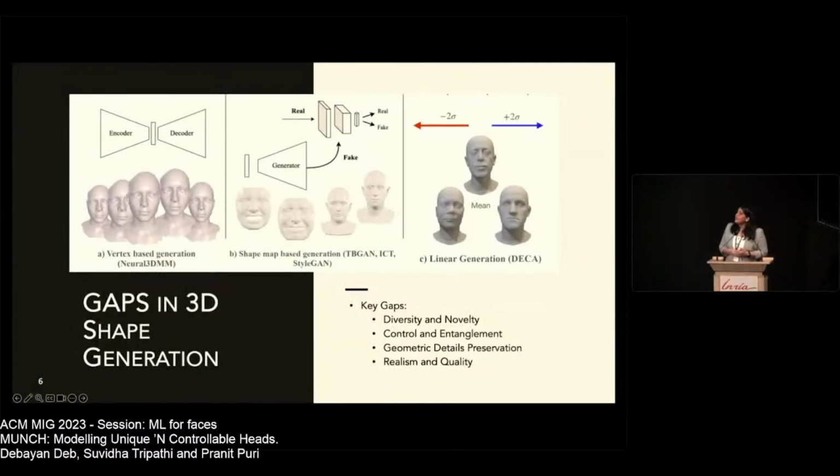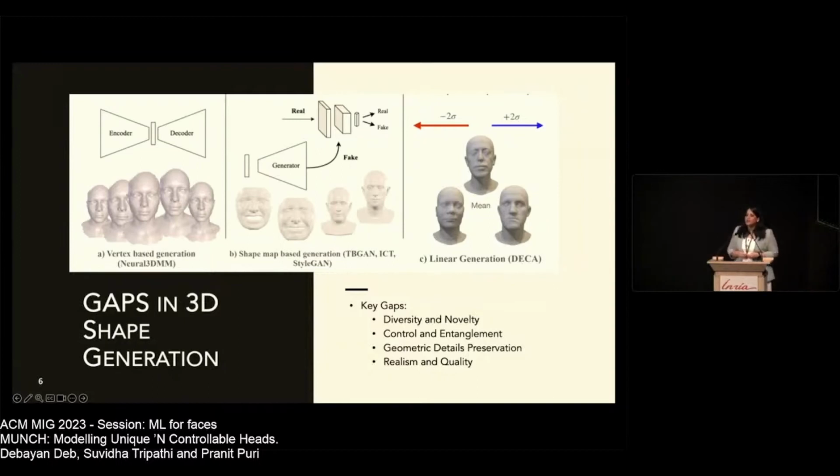Then we found some gaps in the 3D shape generation. There were some limitations with each of these methods, and the key gaps encompassed diversity and novelty. There was no metric introduced to actually evaluate how diverse their generated heads were. They were lacking control and entanglement. For example, if the method is using GANs, then we know that if we don't have enough training data, it is impossible to actually get the control latent directions of each of these generated heads.